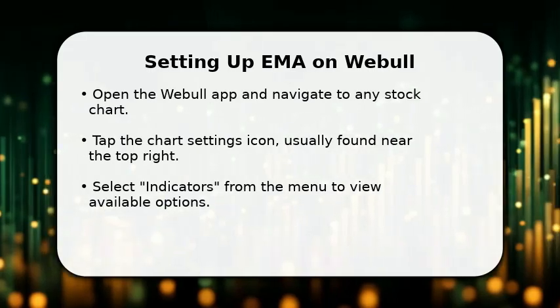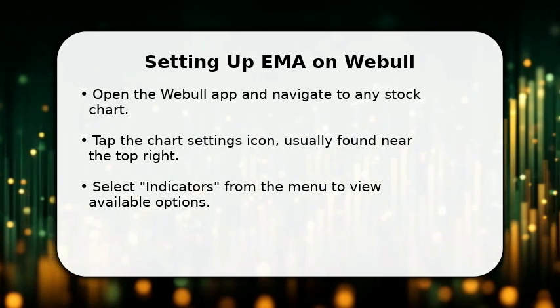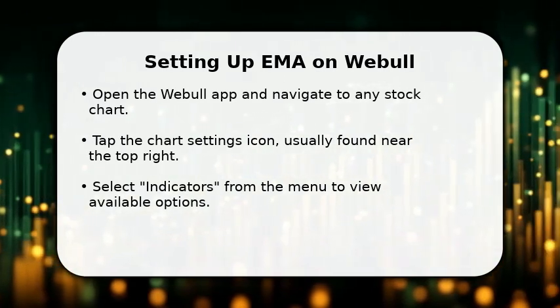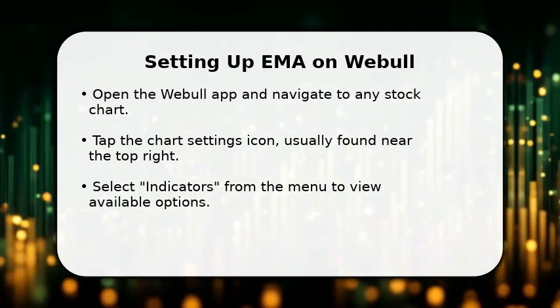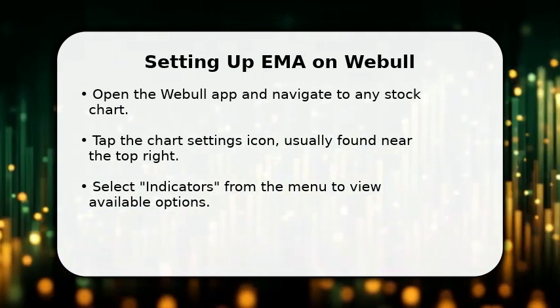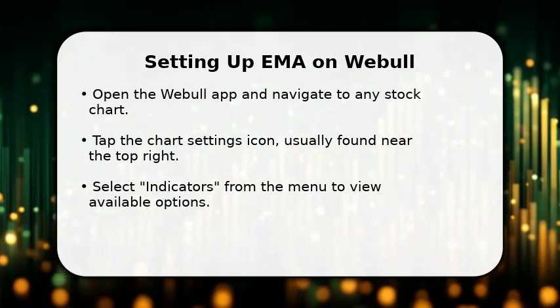In this video, I will explain how to set up EMA on Webull. First, open your Webull app and select any stock to view its chart. Look for the small gear or settings icon, typically located in the upper right corner of the chart interface.